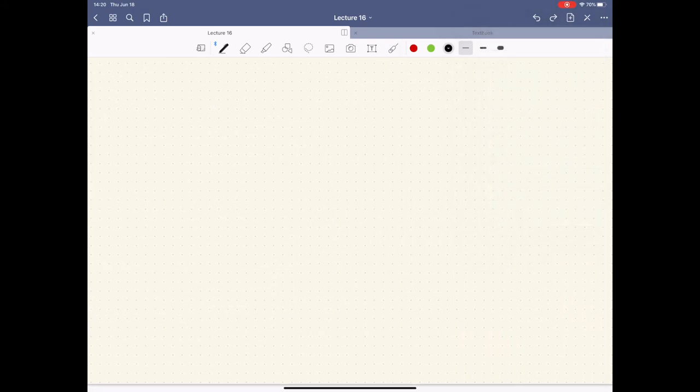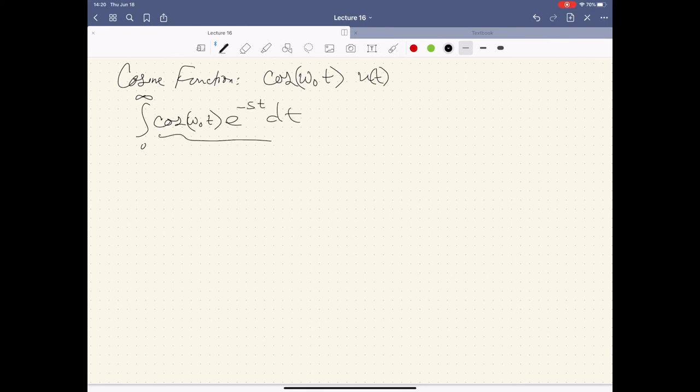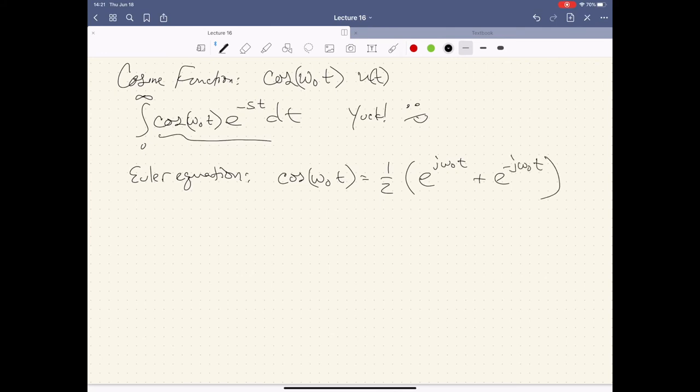Okay, let's do the next one. The cosine function. I have a cosine function, which is cosine omega naught t, and I'm going to tack on this obligatory step function u(t). If I write this out, I have this, and this isn't really ideal to work with. It's kind of yuck. So a better way to do this would be to use Euler. I can rewrite my cosine as 1/2 times e to the j omega naught t plus e to the minus j omega naught t. And of course, the step function goes along for the ride. I'm going to drop it off here because we don't really need it.